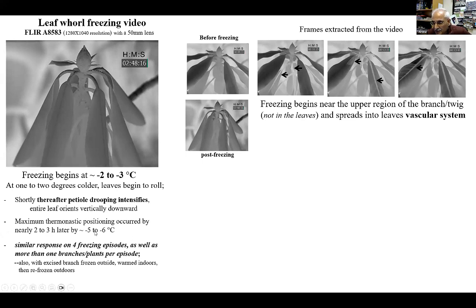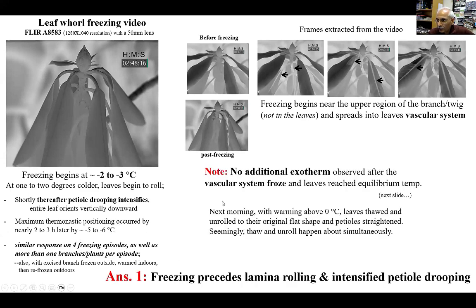And the maximum thermonasty positioning occurred almost 2 to 3 hours later. At that time, the temperature was about -5 to -6 degrees Celsius. As I said, the similar response was observed in all those freezing events and in all the replicated examples. And of course, next morning when the warming happened, the leaves will unroll and the petiole will go right back up into its more ambient kind of position.